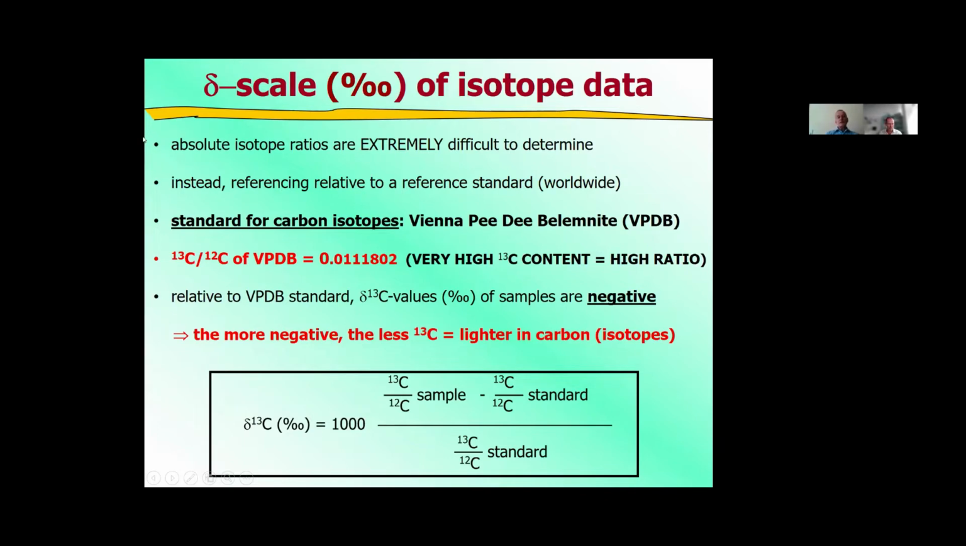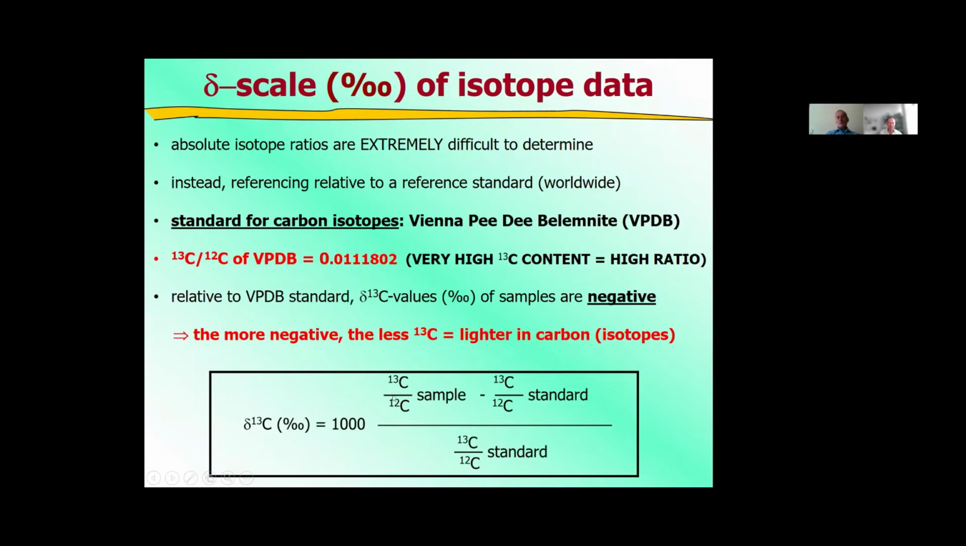on a delta scale. That means we measure a sample relative and parallel to a standard, and then we receive the delta value, in this case delta 13C. One thing we have to bear in mind in that context is that the standard we are using is an international standard. The Vienna PDB belemnite is very, very heavy in carbon. So you have a very heavy standard.